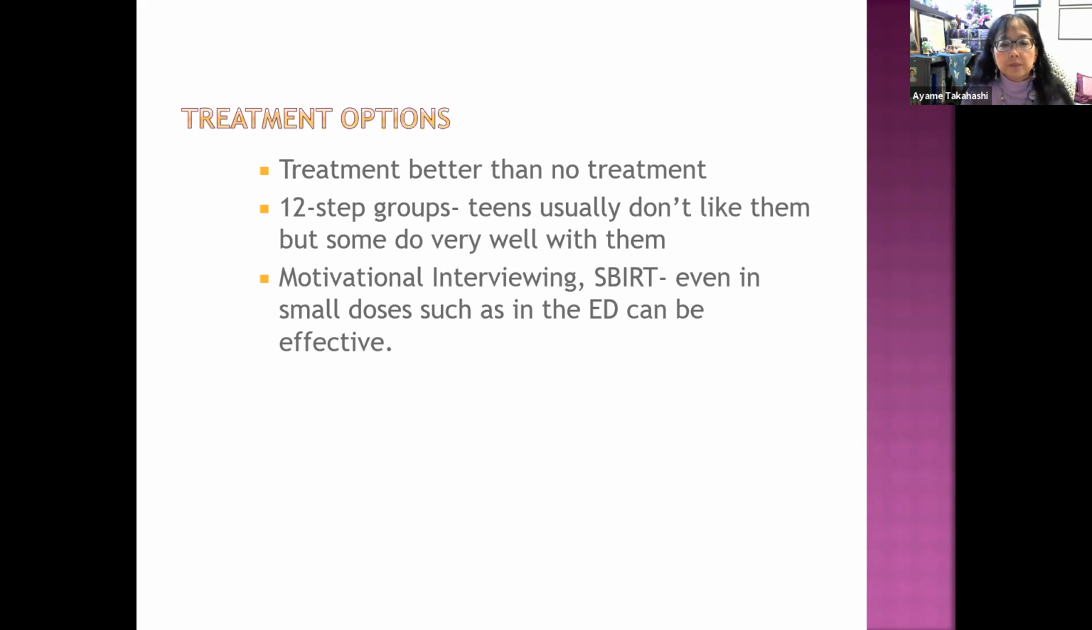Motivational interviewing, SBIRT, is screening, brief intervention, and referral to treatment. So that is doing brief interventions in very small doses, even in the emergency room. And they found that this actually can be effective. So giving little educational nuggets, having them consider what the pros and cons of using and not using are, and gently nudging them toward accepting that perhaps quitting would be the best course of action.